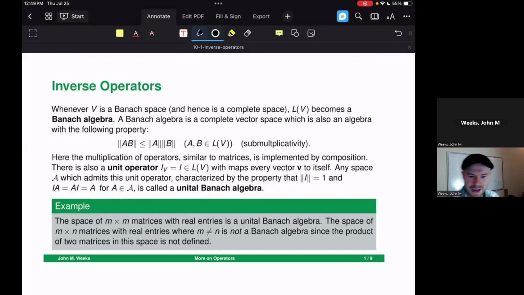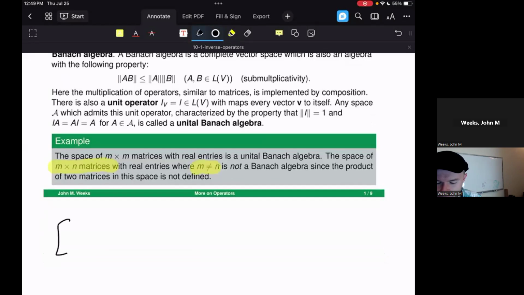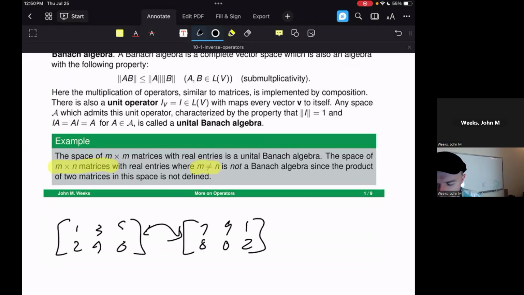Here's an example of a space that is not a Banach algebra. That would be the space of m by n matrices where m is not equal to n. If I have a matrix of the form 1, 2, 3, 4, 5, 6, and I have another matrix 7, 8, 9, 0, 1, 2, then there's not a well-defined way, at least in terms of matrix multiplication, for me to multiply these two matrices together.